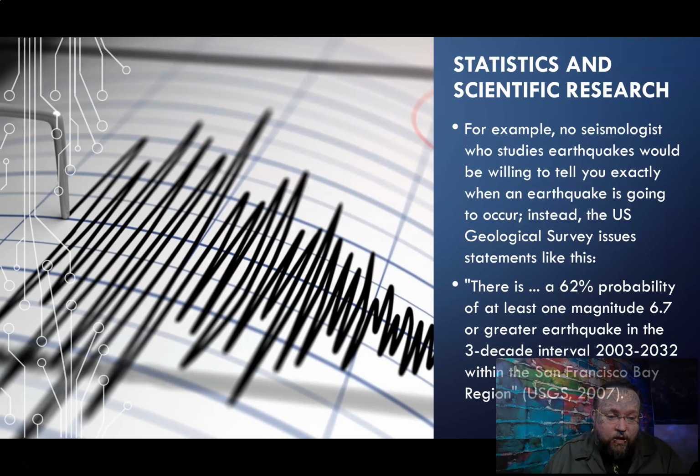So a lot more times you'd get statements like there is a 62% probability of at least one magnitude 6.7 or greater earthquake in the 3-decade interval 2003 to 2032 within the San Francisco Bay region. You can see where they're even talking about the more specific population that they're sampling from and within what era. They're stating the probability of it actually happening. And I would say a 62% chance is high, even above a 50% chance. This is an earthquake, so there are more chances of it actually happening. And they're giving a range and interval instead of just saying, oh, it's going to happen at some point in time and somewhere, which is too vague. They're going specific, which ties back to their data.